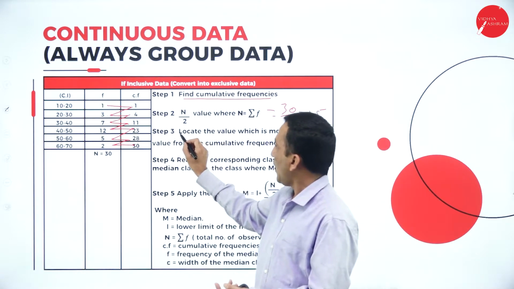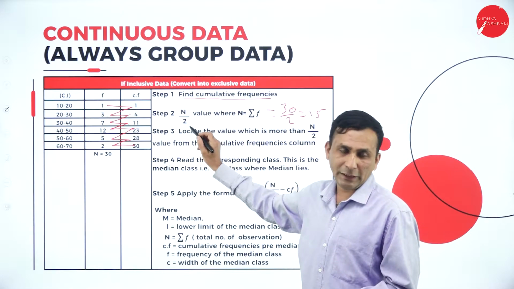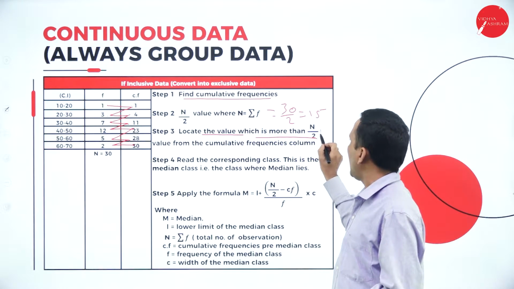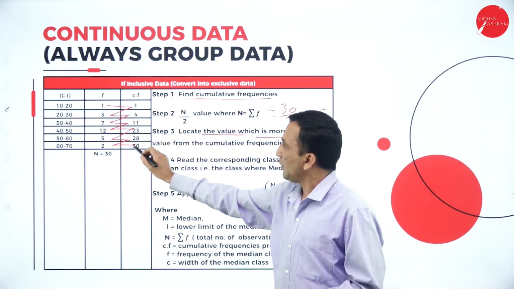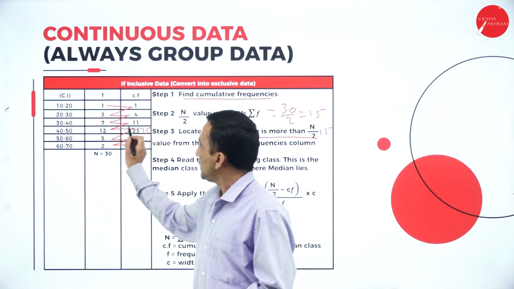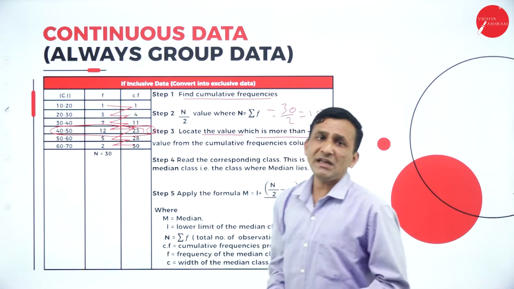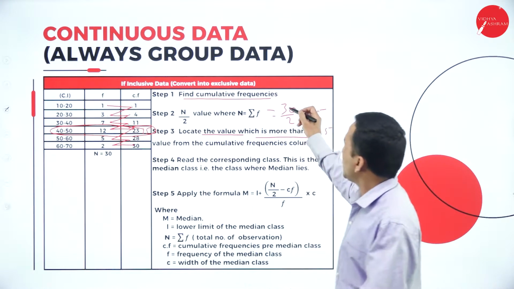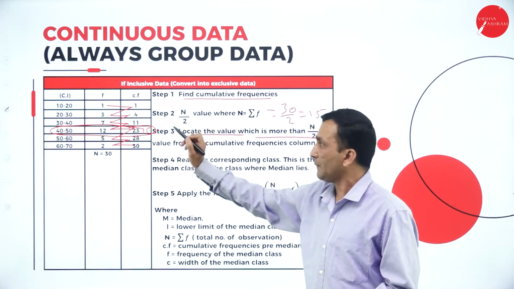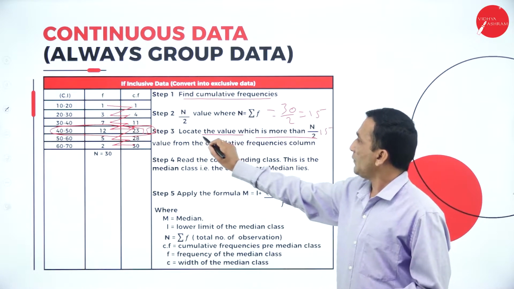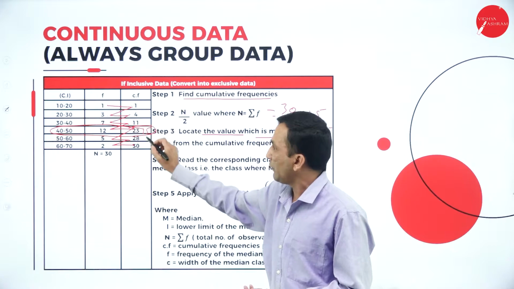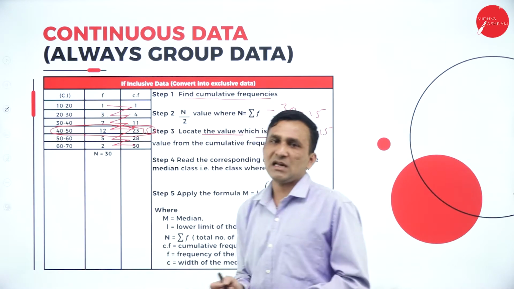Okay, next step. Once you find the n by 2 value, immediately we go to the third step: locate the value which is more than n by 2. Now the n by 2 value we are getting is 15. In the cumulative frequency, we have to locate the value more than 15. That is the class coming under the median class. Once again, after calculation, 30 by 2, we are getting 15. Now we need to do the third step, locating. After calculating n by 2, 15, I take the value more than 15 from the cumulative frequency, and I consider that class as the median class.